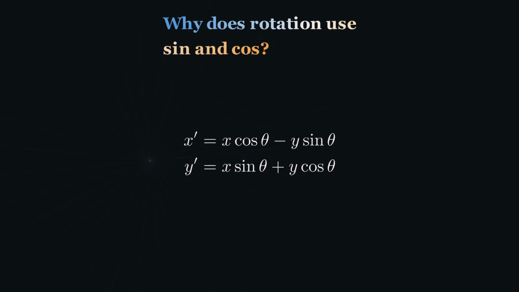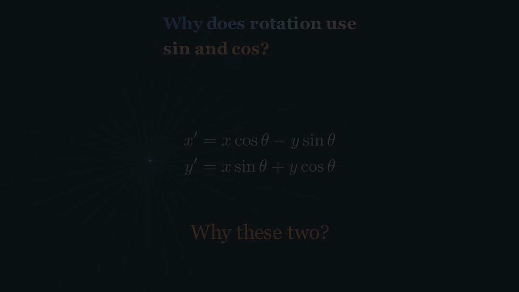Sine and cosine. So here's the real question. Why those two? Why does turning things in a circle reach for these specific functions? Let's find out, and by the end it should feel inevitable.